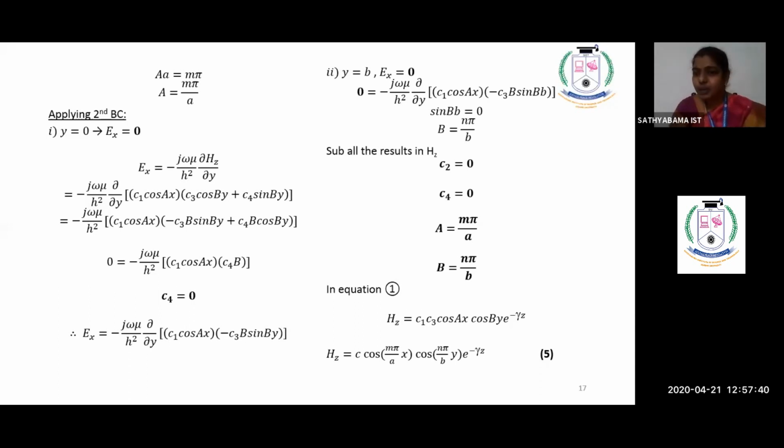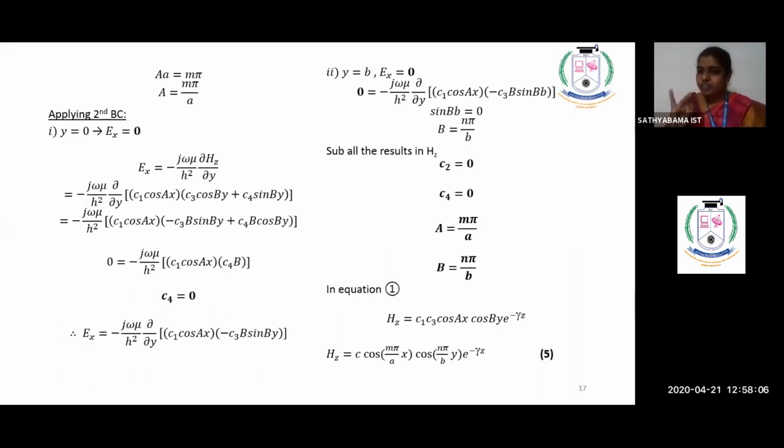Now I am going to apply the remaining two boundary conditions. What are they? X equal to 0 and x equal to a for Ex equal to 0. When I apply the remaining two boundary conditions, I have got C4 equal to 0 and the constant B equal to n pi by b. You can see it on the right hand side. So now I have applied all four boundary conditions.